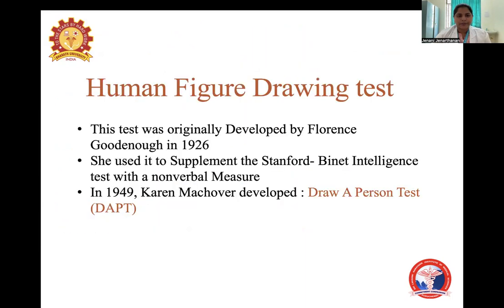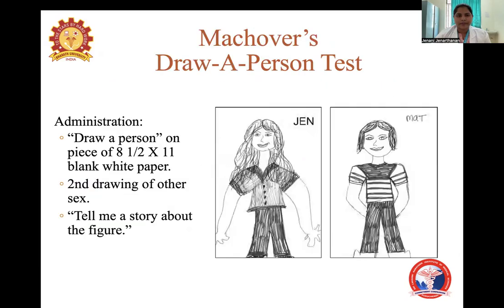Questionable use. Human figure drawing test. This test was originally developed by Florence Goodenough in 1926. She used it to supplement the Stanford-Binet intelligence test with a non-verbal measure. In 1949, Karen Machover developed the Draw-a-Person test. Machover's Draw-a-Person test administration: draw a person on a piece of 8.5 by 11 blank white paper, then a second drawing of the other sex. Tell me a story about the figure.